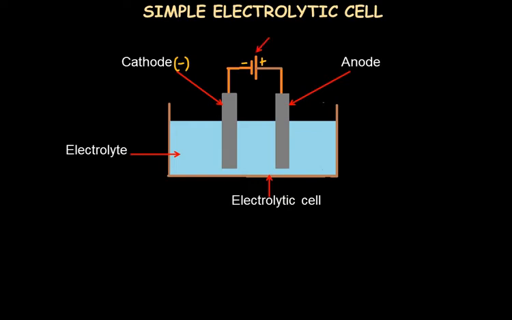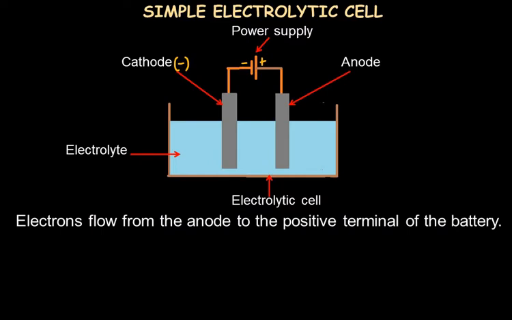Yes, we are left with the power supply, that is the battery or the main supply through which we can supply some electricity. So these are the main components of the electrolytic cell, which are required for conducting electrolysis. Now let's understand some more important points here.